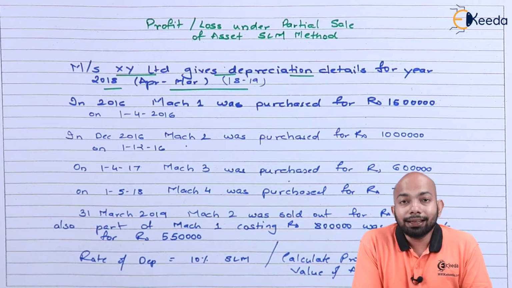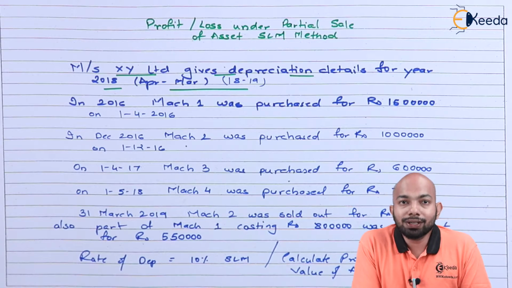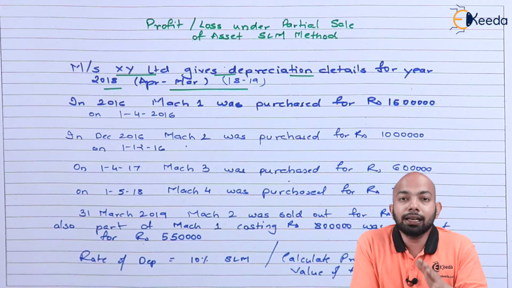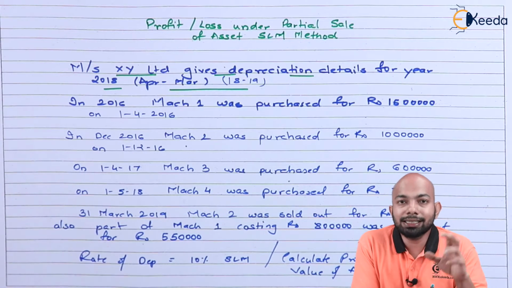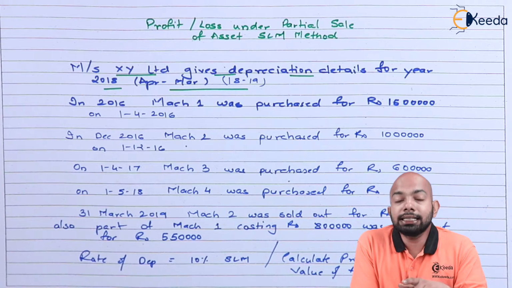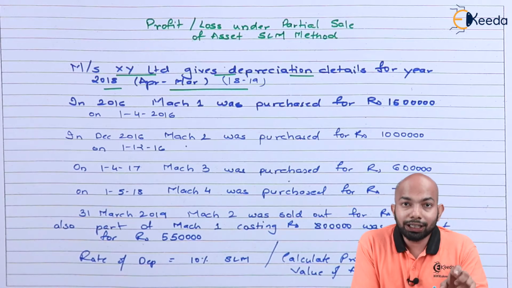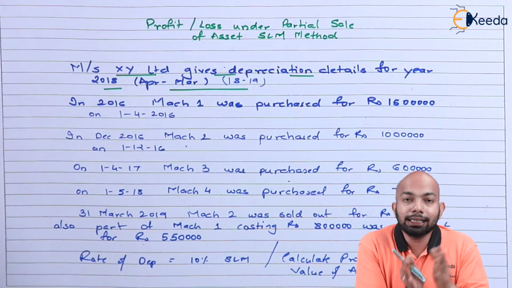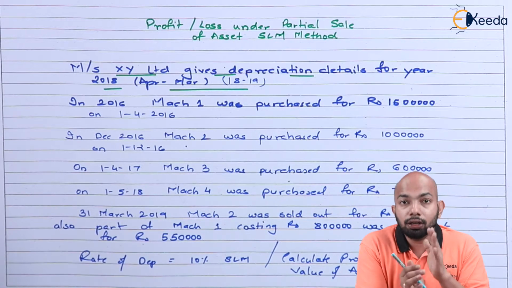The question states that Messrs. XY Limited gives out depreciation details for the year 2018, financial year being 18-19, as the April and March tenure has been provided. That means the year starts from April and ends in March. So if they are mentioning 2018, that means it is 2018 until 2019. That's how the calculation is supposed to be done. Let's figure out a few more details on this question.